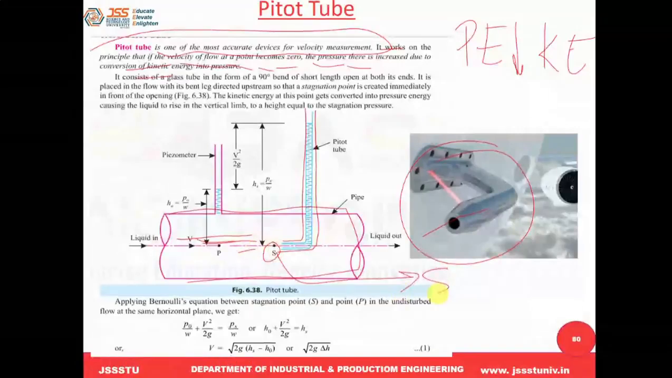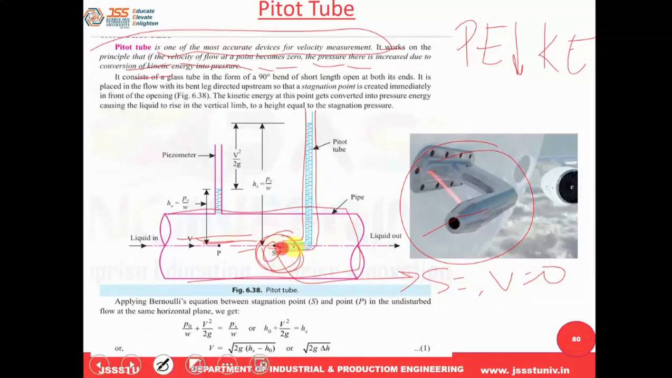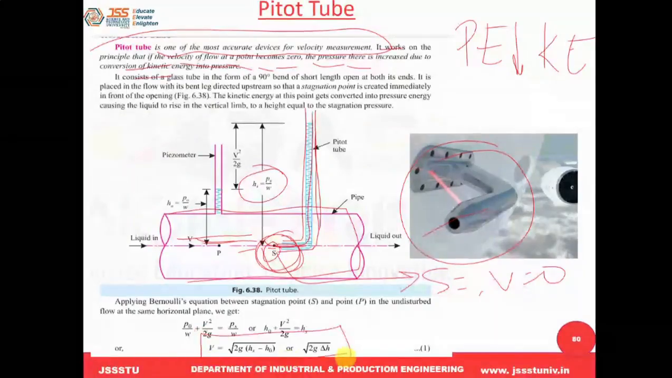So what does stagnation point mean? It is where the velocity of the fluid becomes zero, and because the fluid velocity becomes zero, all this kinetic energy is converted into pressure energy. Because of the conversion into pressure energy, the fluid rises in the tube. How much it rises can be measured, and that height of the fluid level will give the velocity value. How? Using this equation, V is equal to root of 2gh.